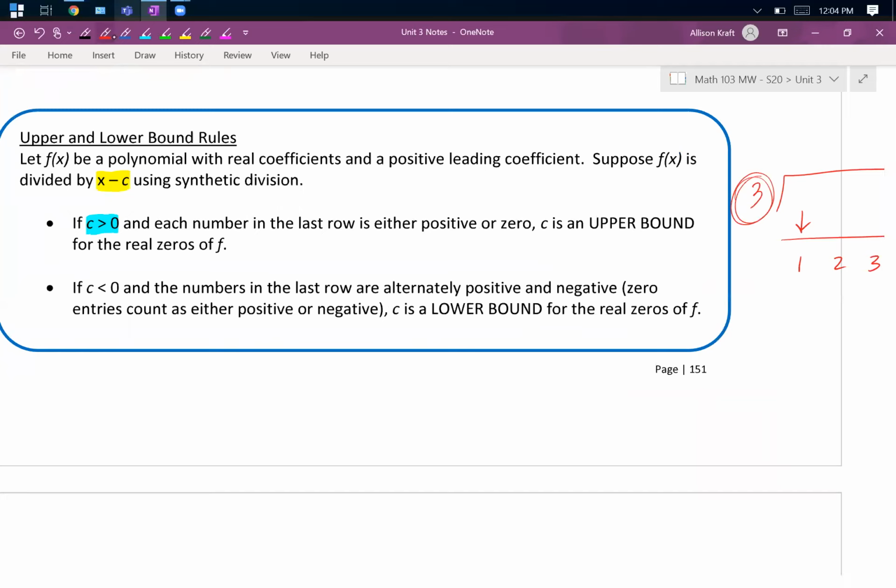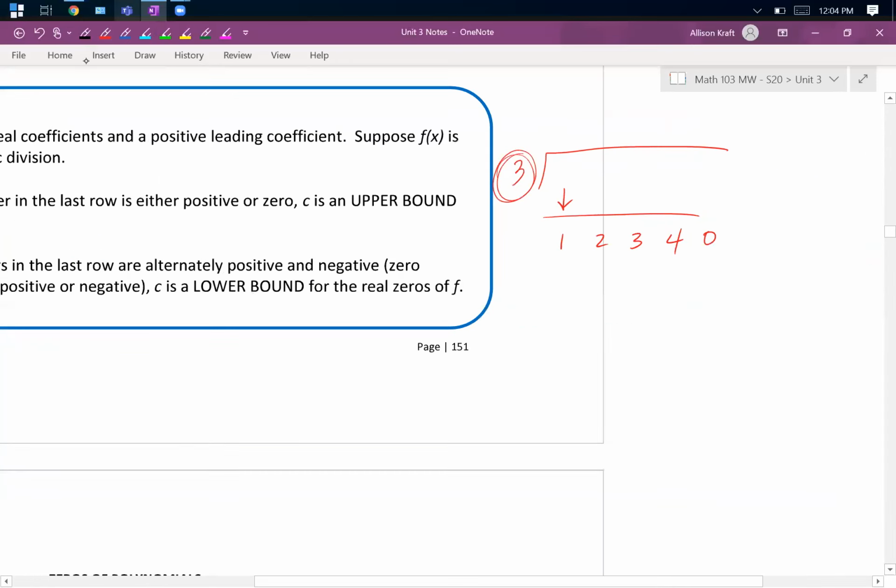The second part of this deals with when c is negative. If c is less than 0 and the numbers in the last row alternate between positive and negative, 0 could count as either, then c is a lower bound for the real zeros of f, and you should check a number bigger than that. So if we're dividing by -4, and we end up getting something that alternates between positive and negative numbers, that means that -4 is a lower bound and we should check a number bigger than that.